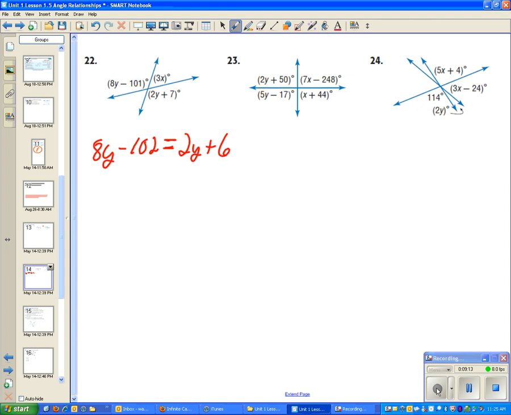All right, let's subtract 2y from both sides. What's 8y minus 2y? 6y minus 102 equals 6. Now let's add 102 to both sides. That gives us 108 on the right. And what is 108 divided by 6?